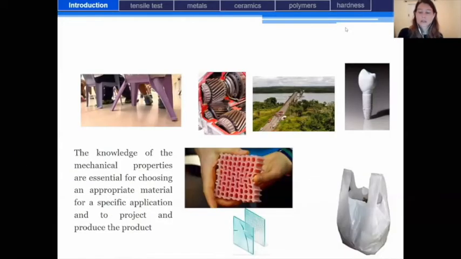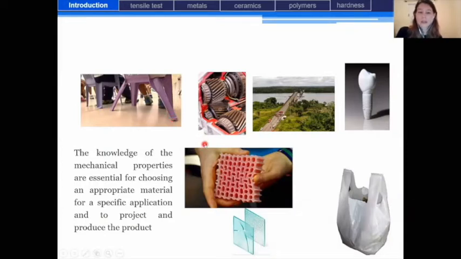So in this slide, you can see various examples that illustrate how it is important to know the mechanical properties of a material, or either to select an appropriate material for a specific application in which we know what will be the load that will be applied on the material, on the structure. So in the first case, you can clearly see that this plastic chair is failing to withstand the weight of the person that is sitting on it. So in that case, you have a deformation of the chair.